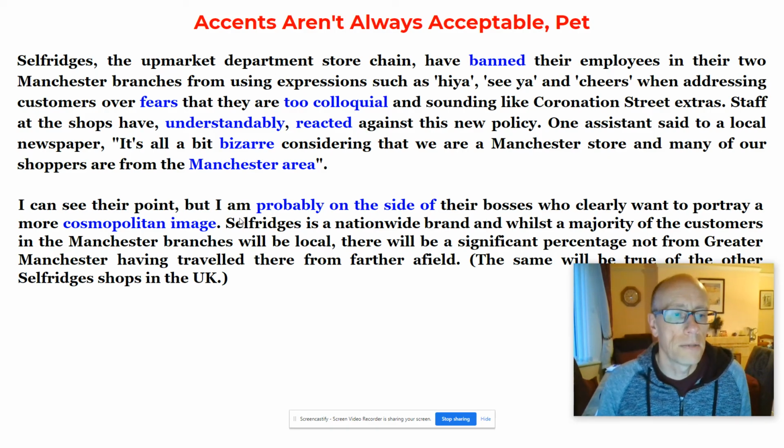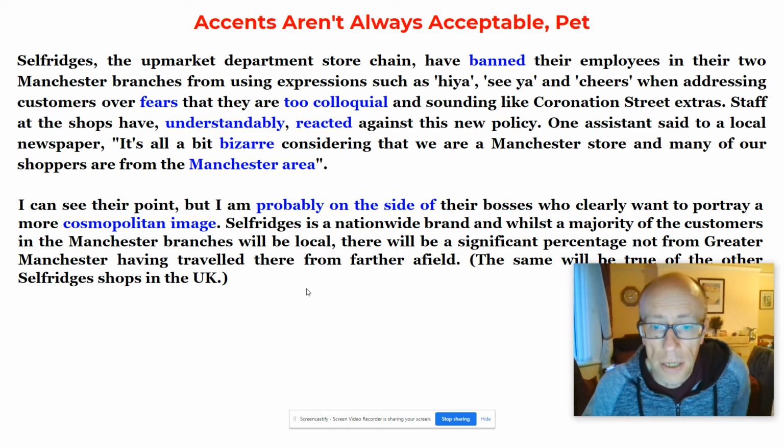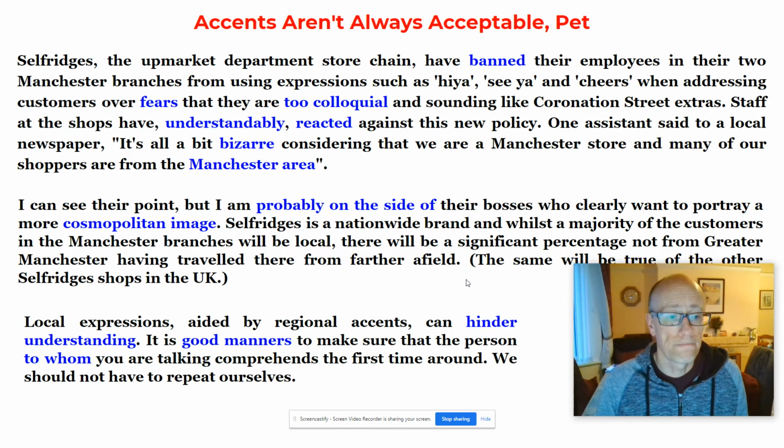And basically he's framing this idea of language in terms of image, and he's associating the use of standard English with what he's calling a cosmopolitan image, and he's putting Selfridges in the context of the fact that it's a nationwide brand, and therefore lots of people there will not be local. Okay, so there he's putting forward the beginnings of a counter argument to the argument that was put forward at the end of the first paragraph.